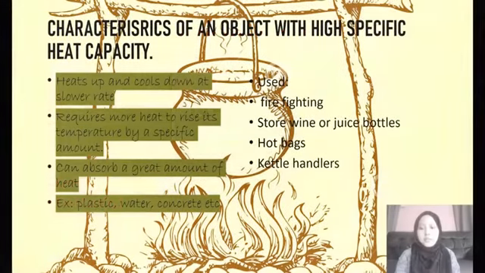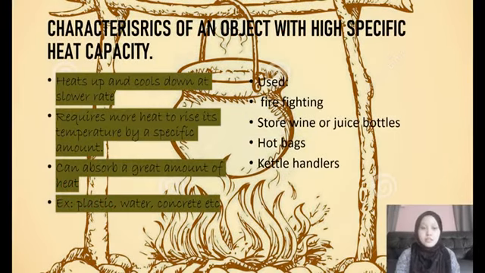Okay, my name is Nur Umairah binti Ahmad Fauzi. I will explain about the characteristics of an object with high and low specific heat capacity. Firstly, the characteristics of an object with high specific heat capacity. First, it heats up and cools down at a slower rate because it requires more heat to raise its temperature by a specific amount. Thus, it can absorb a great amount of heat. For example, plastic, water, concrete, etc.